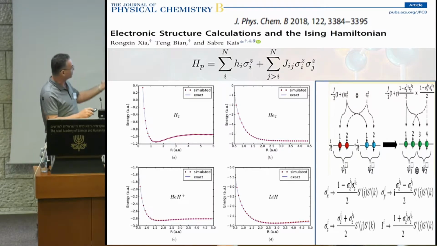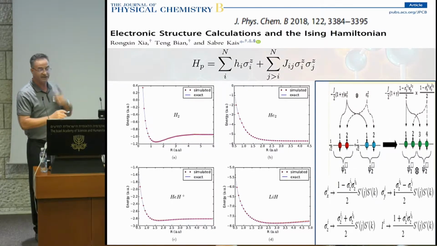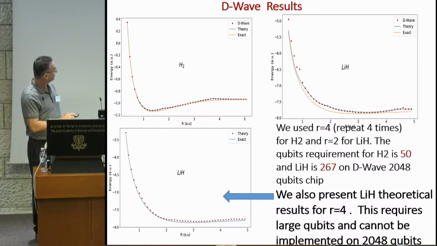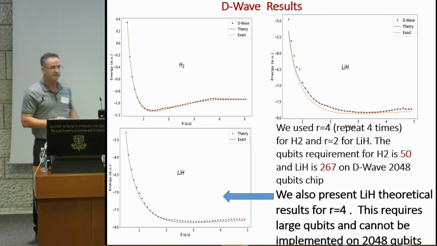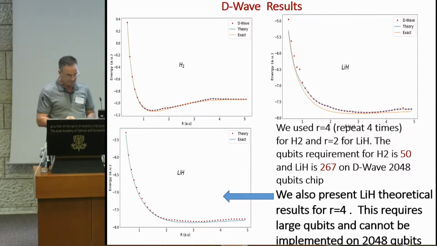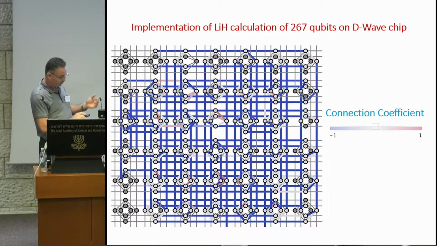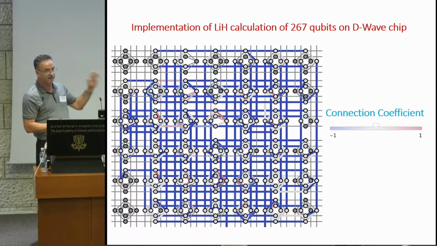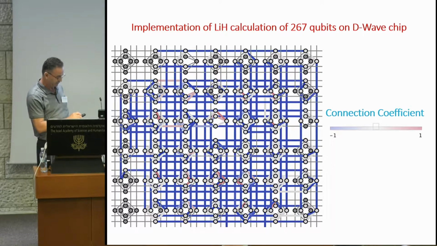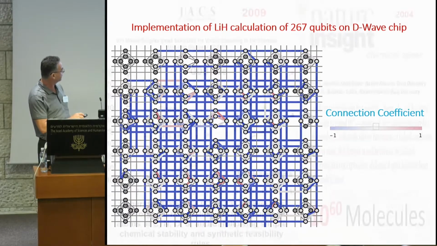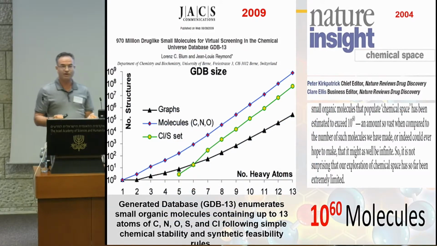Now we have Ising. We can go to the machine, run it, and get the electronic structure calculations with the D-Wave. And we did it for these small systems because if you do a calculation for H2, you need 50 spins, and for lithium hydride, you need 267 interacting spins. And this is the configuration. You have to map your fully connected graph to what we call the chimera graph in the D-Wave machine. But in principle, we can do the calculation.